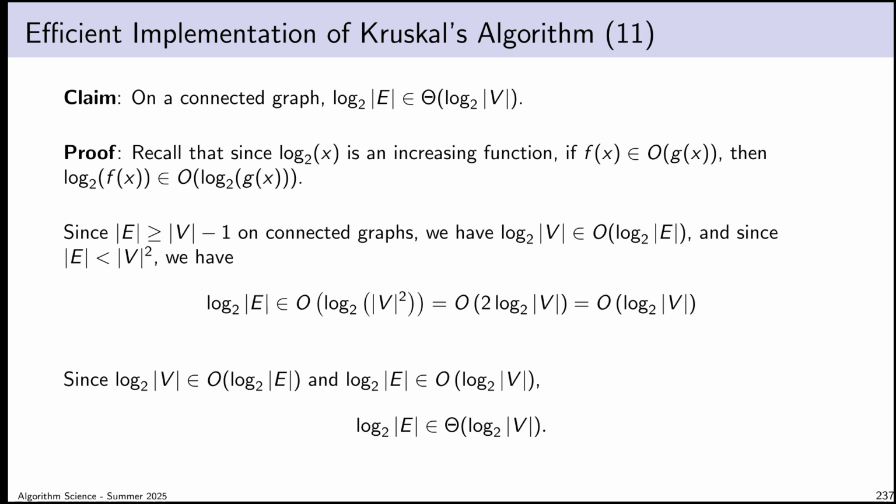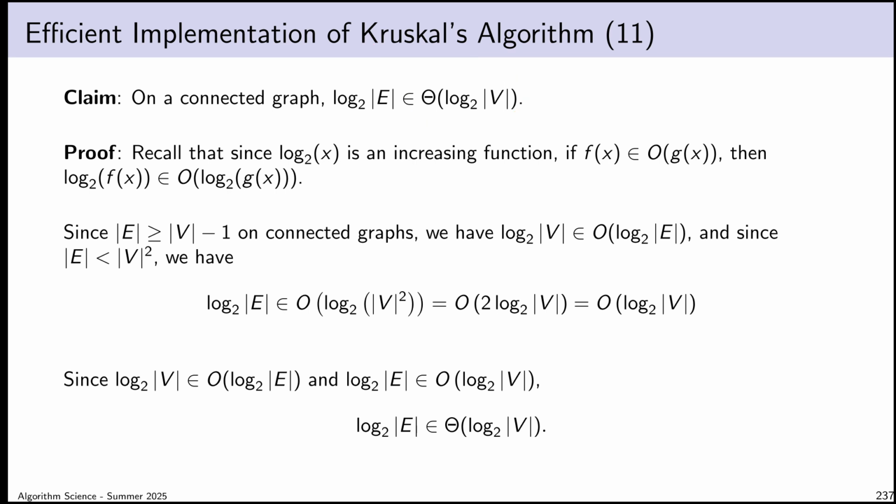So on a connected graph, I claim that log base 2 of E is big theta of log of V, regardless of the value of E. And the reason for that is that we do know certain things about the number of edges on connected graphs. This isn't true in general for all graphs because there are graphs with 0 edges, and therefore you can't argue that 0 is log base 2 of V. But for a connected graph, you can.